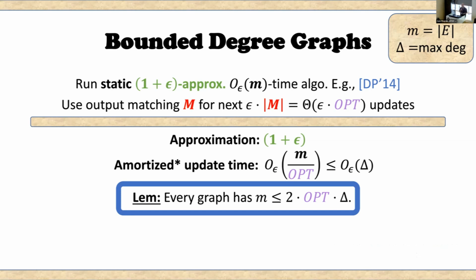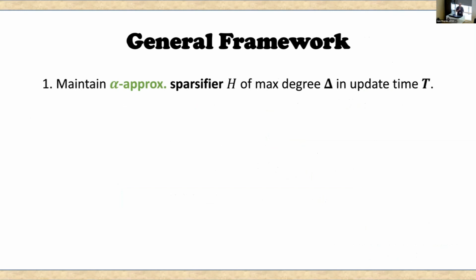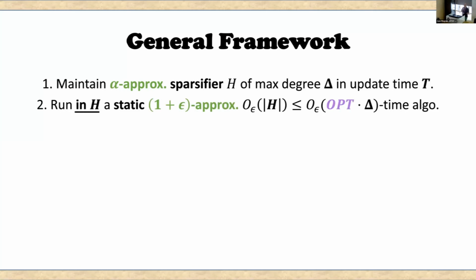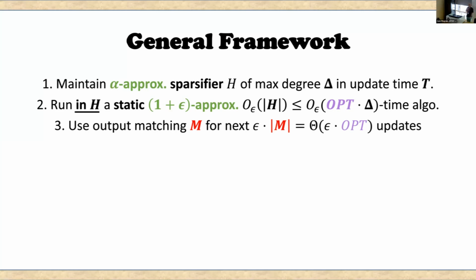Let me maybe add some slides on top of what I just said. So here's a general framework. Step one, or maybe not really step one, kind of in the background: maintain an alpha approximate matching sparsifier. So a subgraph that contains a matching that's an alpha approximation to the overall max matching. Guarantee that this has max degree delta, and do this in update time t. Periodically compute a 1 plus epsilon approximate matching in this subgraph. This will be linear in the size of this subgraph, so at most opt times the max degree of that subgraph. And then again, for epsilon m steps, do nothing.